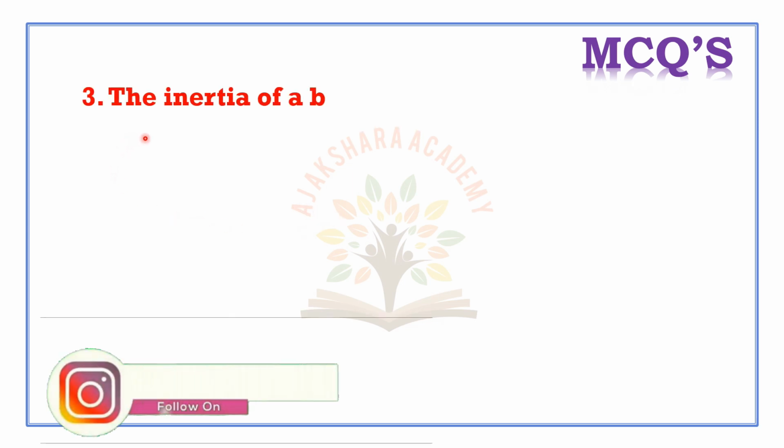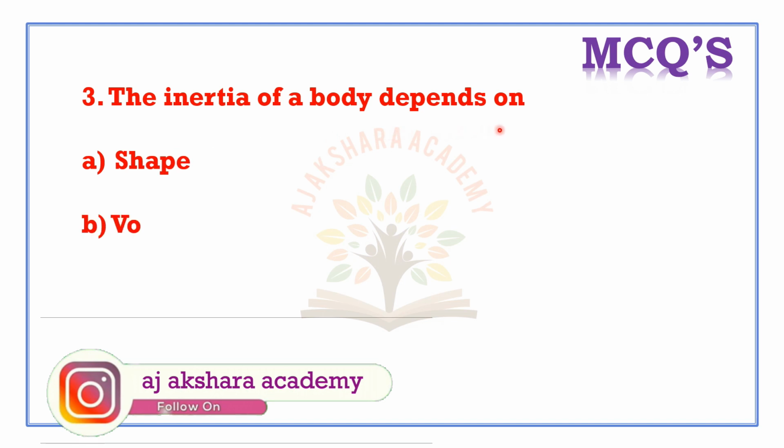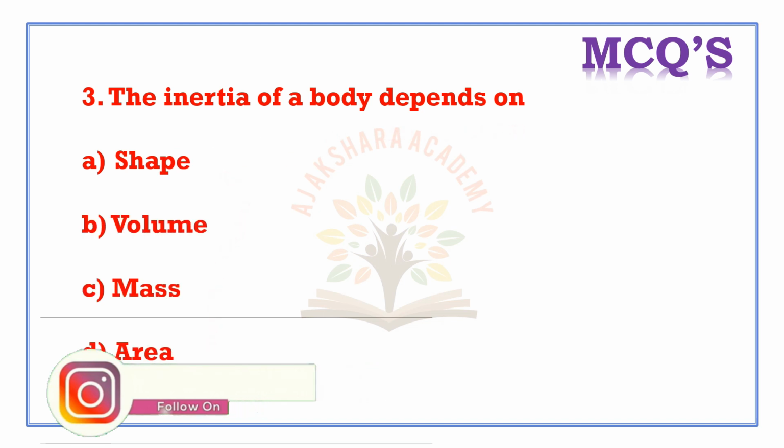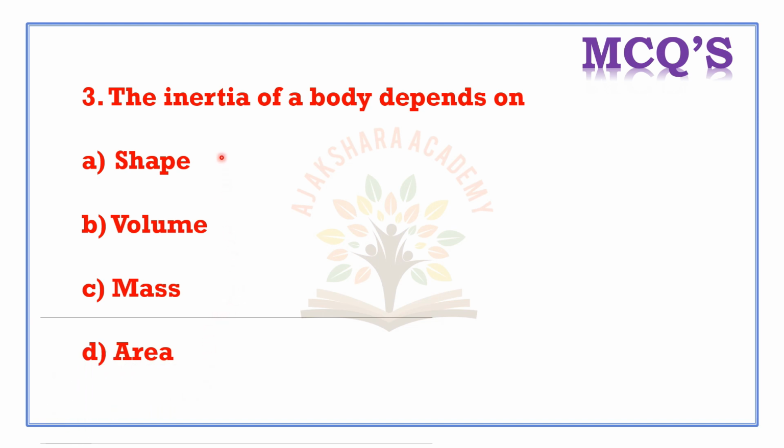Next, the inertia of a body depends on: shape, volume, mass, area. Here, the inertia of a body depends on mass. Mass of a body measures inertia. So the inertia of a body depends on mass. The third option is correct.